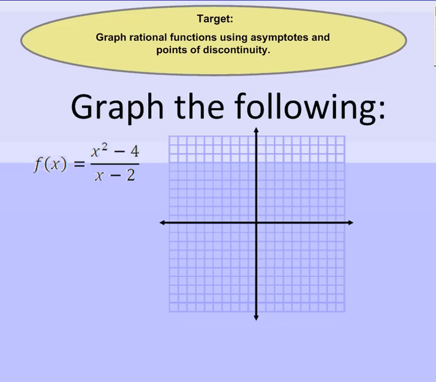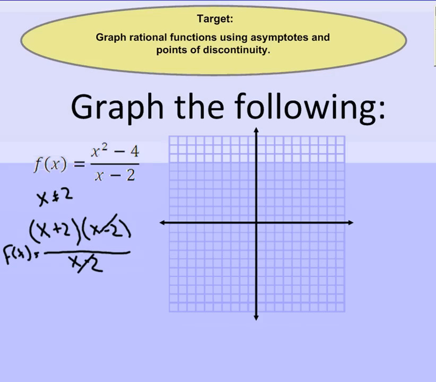This is a second graph that I would like you to try. Give it a moment, pause the video, and give it a try. Okay, let's go over this together now. What I'm looking at here is that x cannot equal 2. I'm not sure if that's a vertical asymptote or a point of discontinuity, but I know that x equals 2 cannot happen. If I look at the numerator now, being observant, the numerator factors, and it does factor with the denominator.